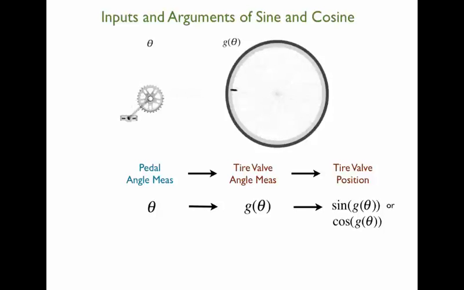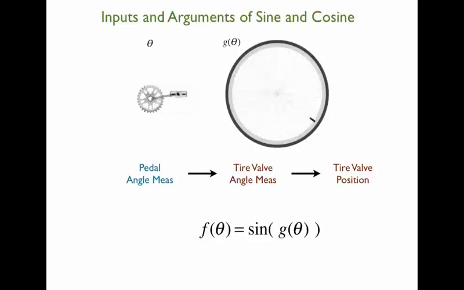So this is what we're talking about, right? The tire valve angle measure is a function of the pedal angle measure, and the tire valve position is a function of the tire valve angle measure. So this is a composite situation, right? Composite function. We start with an angle measure for the pedal, we get the angle measure for the tire, and then we can get something about the position.